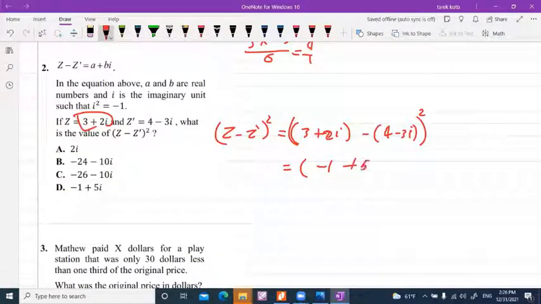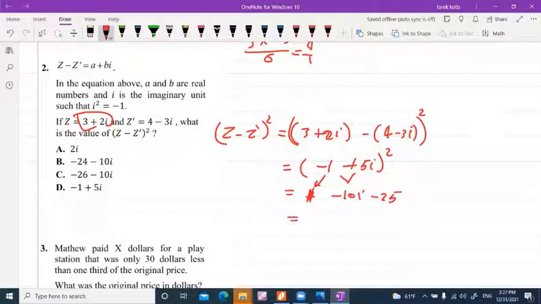All squared. Open these brackets. You have to square the first. It will be 1. Multiply the first times the second times 2, it will be negative 10i, and square the second, it will be negative 25. The 1 minus 25 equals negative 24 minus 10i. This will be the answer.